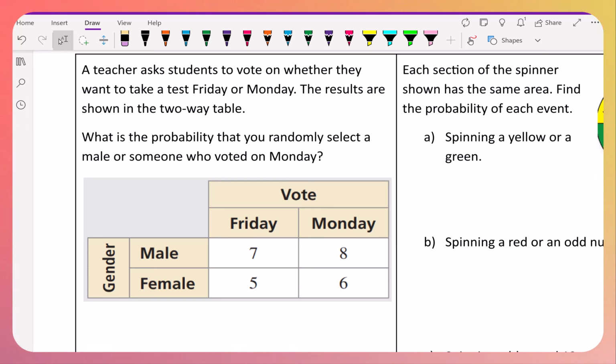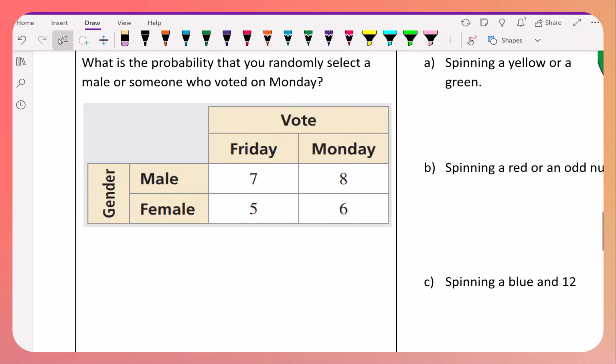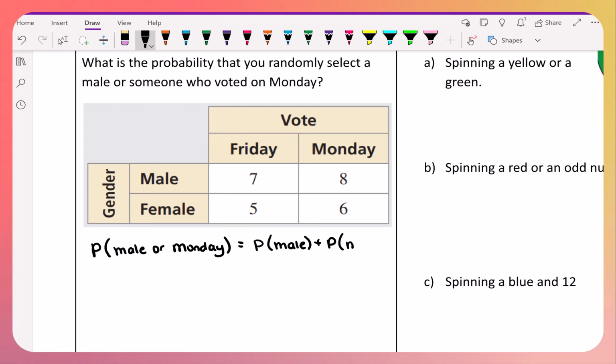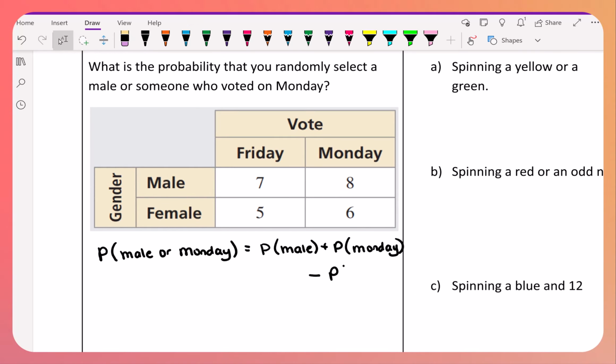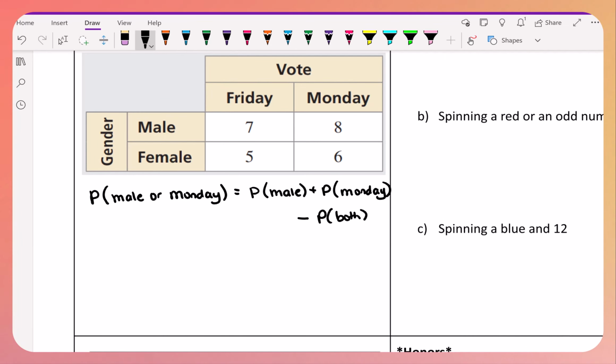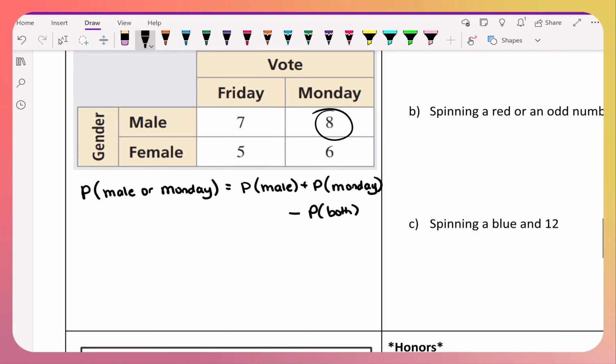So we're asking the probability if you randomly select a male or someone who voted on Monday. So you can go ahead and start setting it up. Since this is an or situation, you can do the formula. So it would split up into probability of male plus the probability of Monday. And then you have to ask yourself, do I have an overlap? So that would be both male and voted for Monday. And I do have overlap right there. So the two-way table actually demonstrates that really well for you.